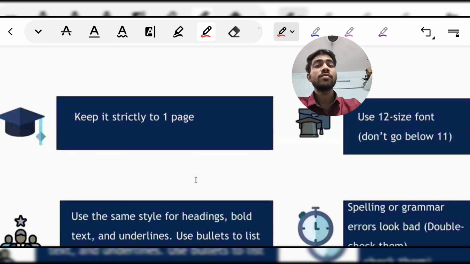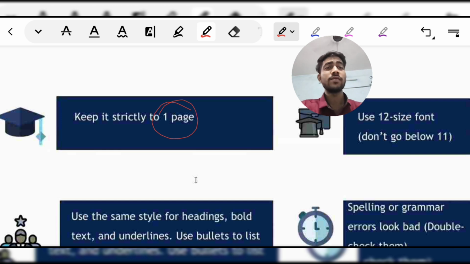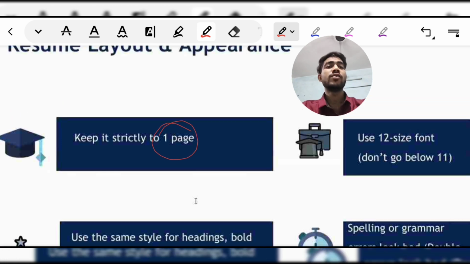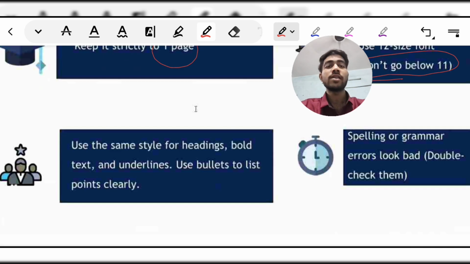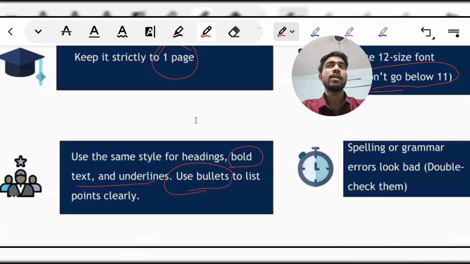Now the resume layout and presentation. Make it strictly a one-page resume, and use a 12 size font, not below 11. Use the same style for headings, bold the text and underline, and use bullet points that are clearly visible to the HR. Highlight the top headings so they are easy to read, like education, internship, position of responsibility, interests, and skills.